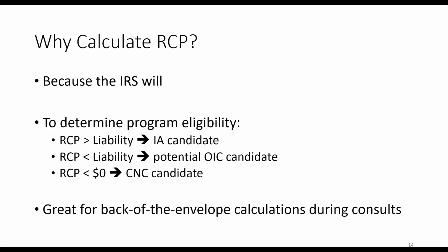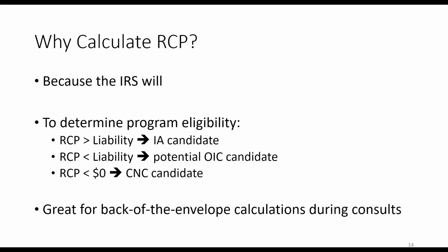That means you have the ability to full pay the liability. It's just going to be over time, over the collection statute period. If your reasonable collection potential is less than the liability, then you can be an offer candidate. And if your reasonable collection potential is 0, you still could be a currently non-collectible candidate. But again, it's all going to depend on how the numbers work out.